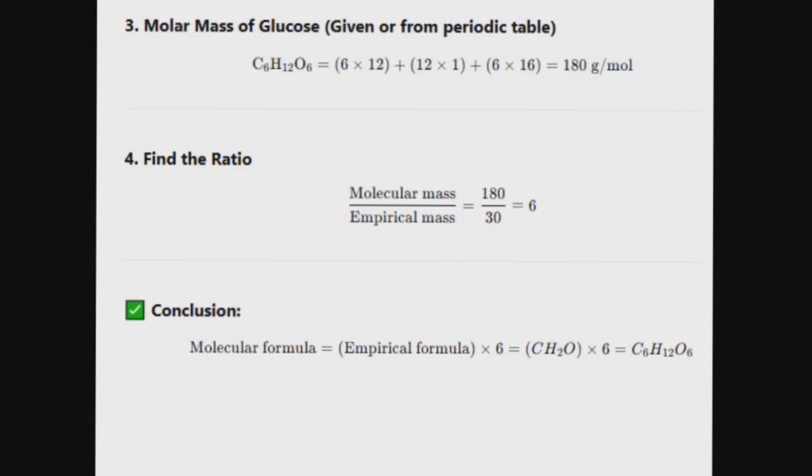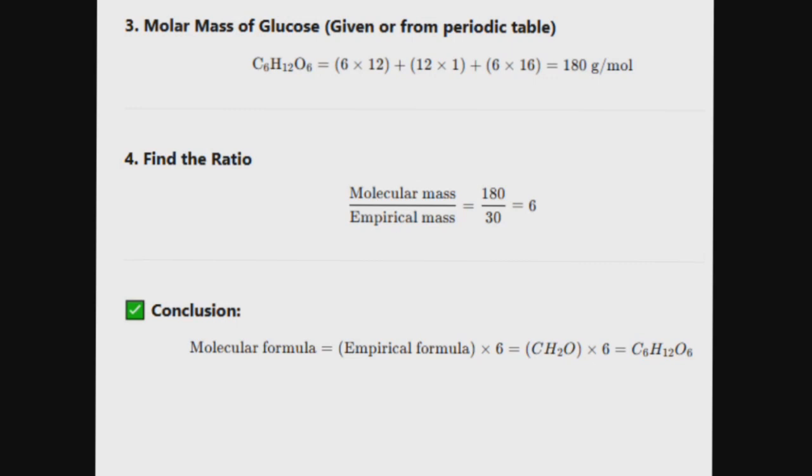Now, if the question also asks us to find the ratio of molecular mass over empirical mass, or if they flip it and ask us to find the empirical mass over molecular mass, depending on the one they ask, you divide the first by the second. If they ask you to find the ratio of molecular mass over empirical mass, you divide your molecular mass by your empirical mass.